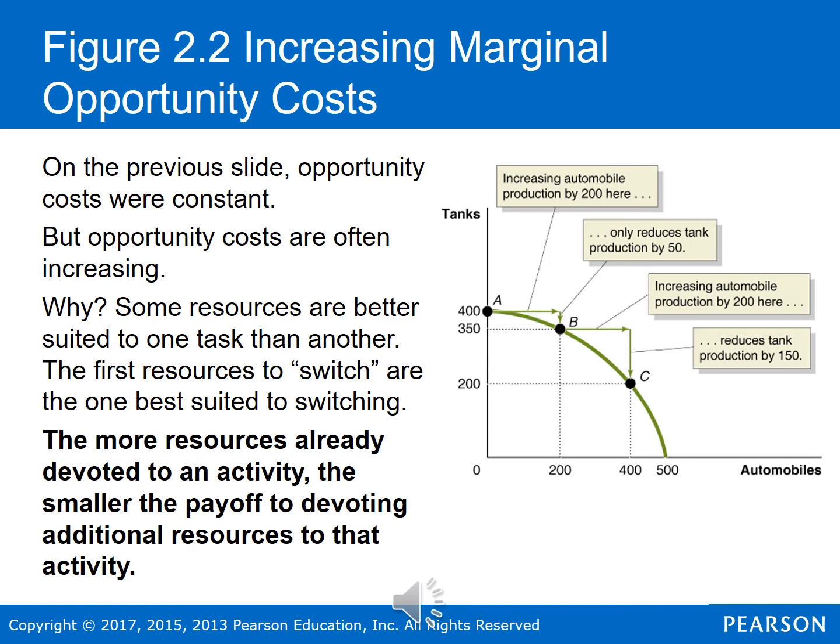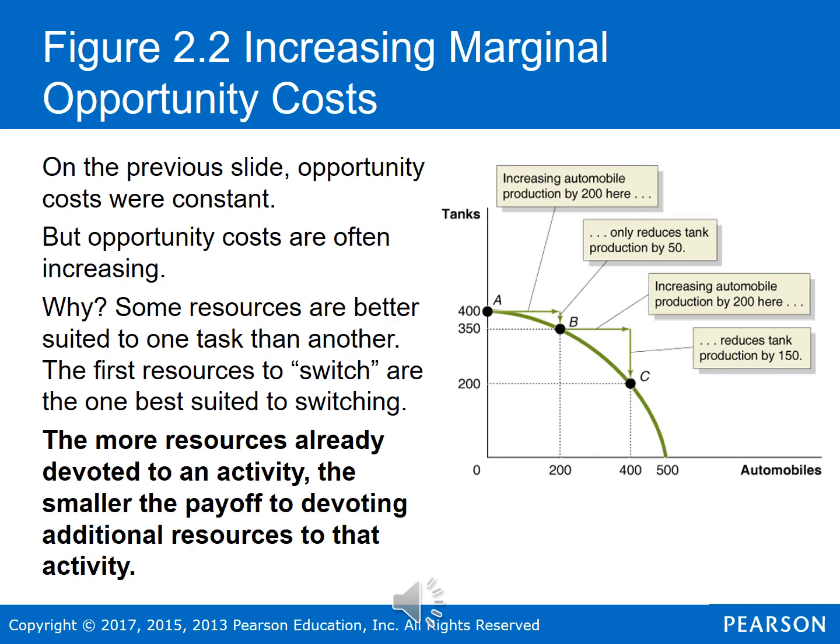Why are opportunity costs often increasing? It's the fact that some resources are just better suited at one task than another. So the first resources that you switch are the ones that are best suited to switching. So for instance, looking at that figure on the right again, if you're deciding between producing tanks and automobiles, there are some things that are very good at producing automobiles that aren't as good at producing tanks. So initially, moving from point A to point B, you're increasing automobile production from 0 to 200. You only have to give up 50 tanks to do that. These are things that are naturally good for producing automobiles that aren't so useful in producing tanks.